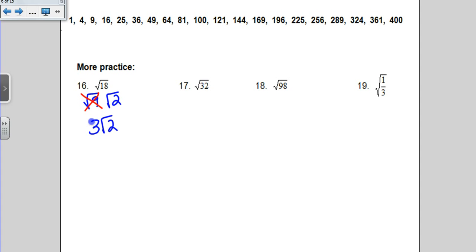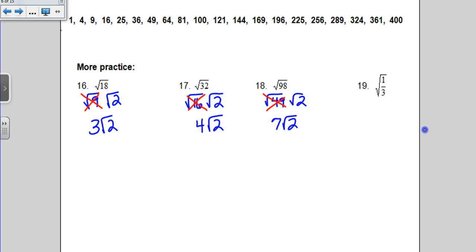The square root of 32, the biggest perfect square that we can divide 32 by is a 16. So 32 is 16 times 2. And then when I reduce that radical, I end up with 4 square roots of 2. Ooh, 98, that's a thinker. I'm thinking 49 times 2. So we can break that into the square root of 49 times the square root of 2. But the square root of 49 is really a 7, so our final answer is 7 square roots of 2.